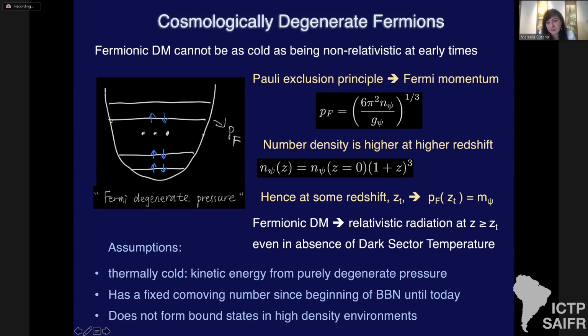This will happen at some redshift, because the Fermi pressure is proportional to the number density to the 1/3, and this number density is higher at higher redshifts. So at higher redshifts, this P_F is going to increase, up to a moment when this particle becomes relativistic, which is this thing here. Is that clear? Yes, I see. Thanks. Okay.